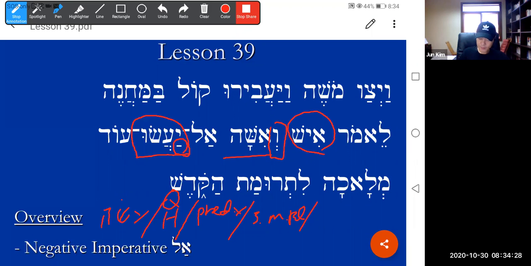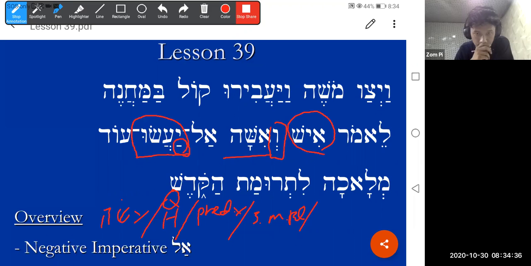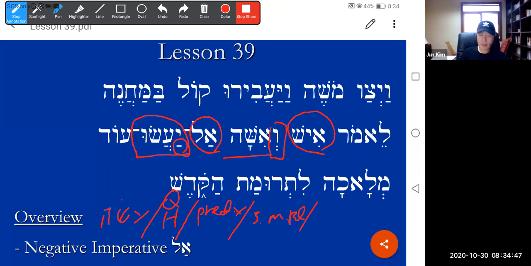Special feature. Al, two. So is it a preposition? No, this is a negative particle. Negative particle al, which means not. Okay, you can just include al and od because they are all connected to the main verb through maqqef. So the technical name of this al is negative particle, and you say al, all right?